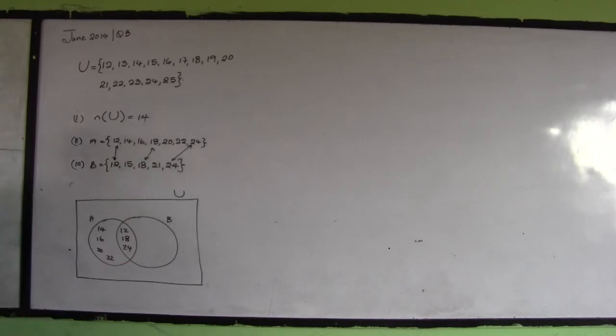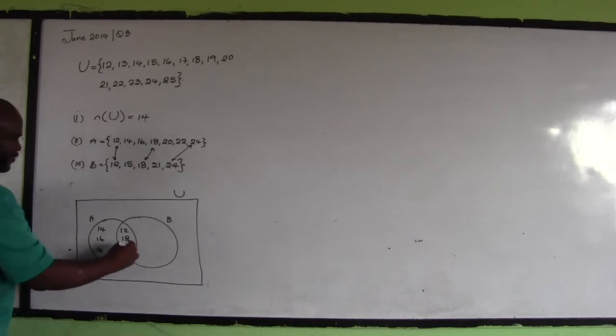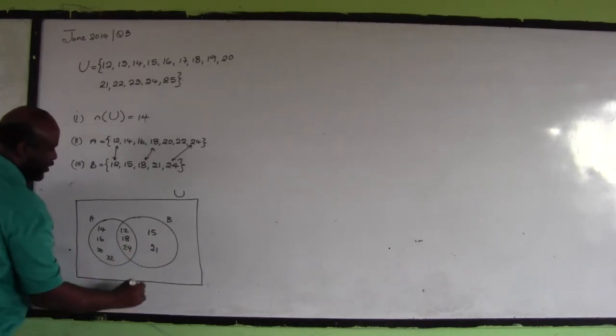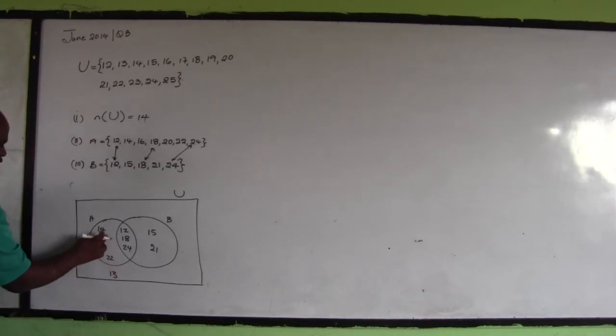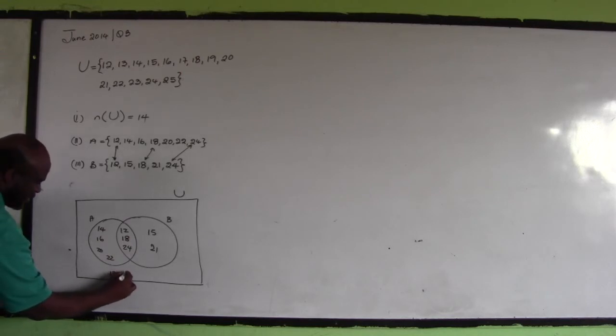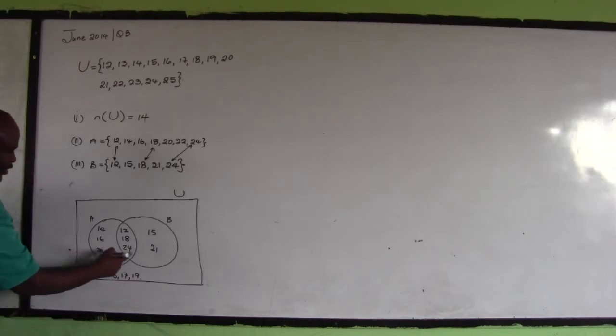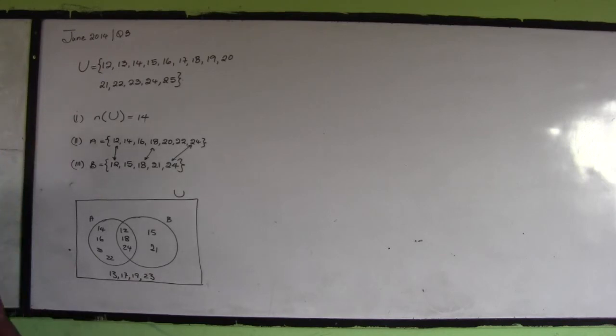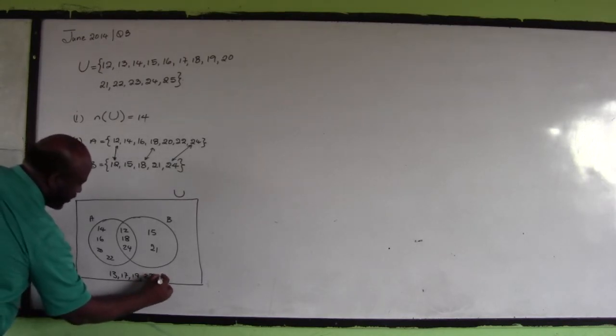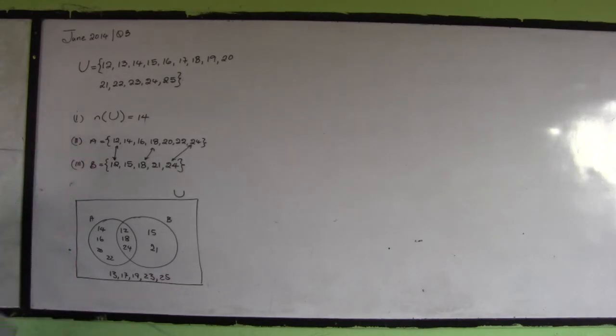What other elements are in B besides 12, 18, and 24? 15 and 21. What are the elements which are neither in A nor B? 13, 17, 19, 23, and 25. Ladies and gentlemen, this is your Venn diagram.